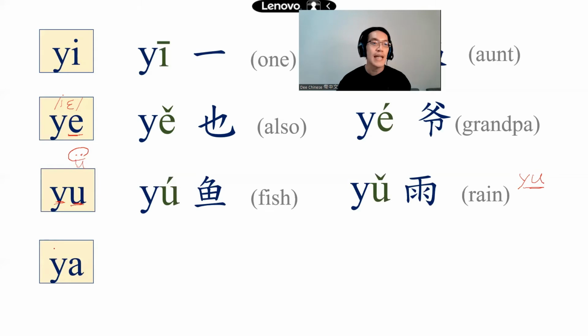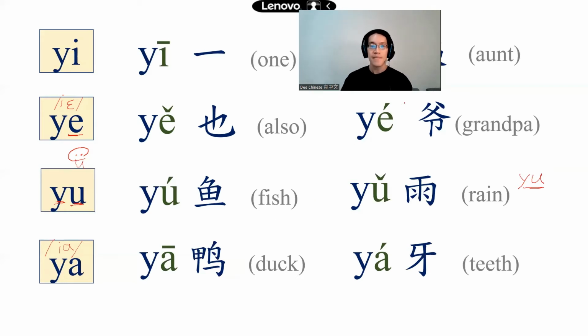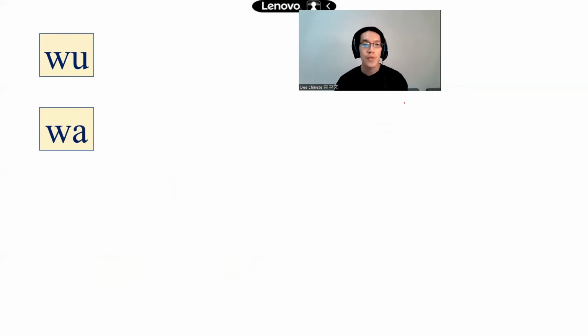So let's take a look. The next one, when y and a are together, that is ya. So the first one, ya means duck. And the next one is ya. Ya means teeth. And let's move on to the w.